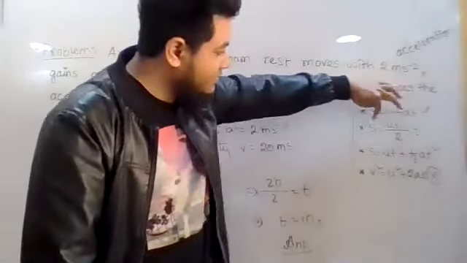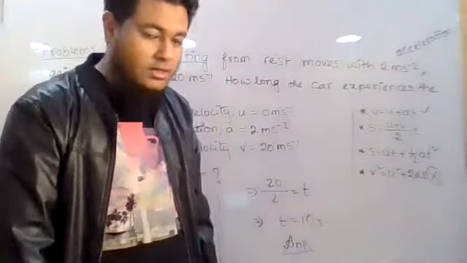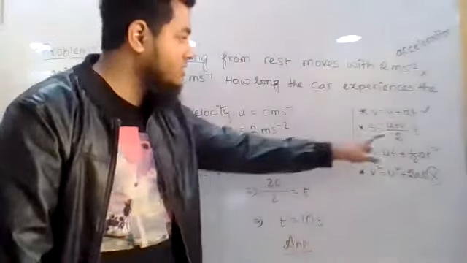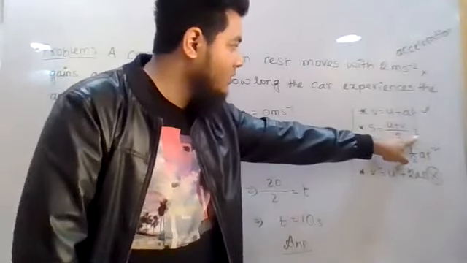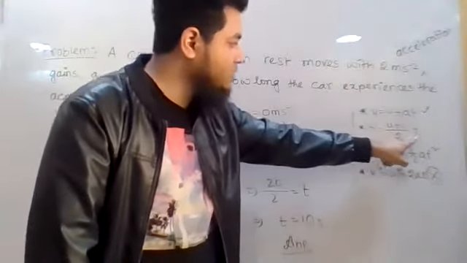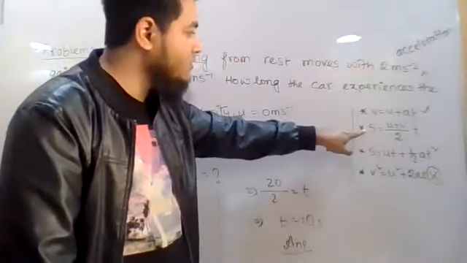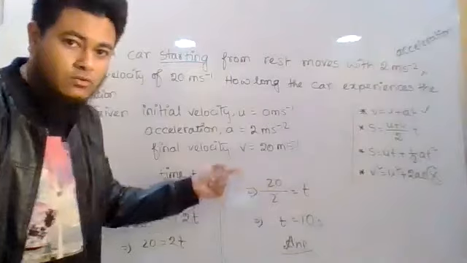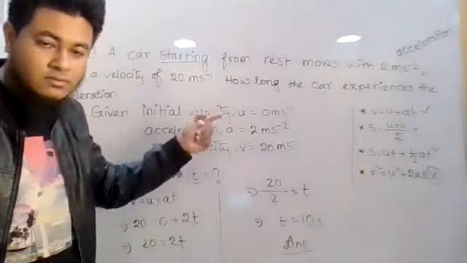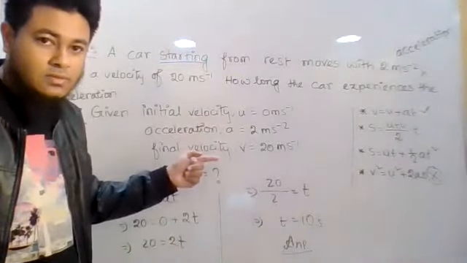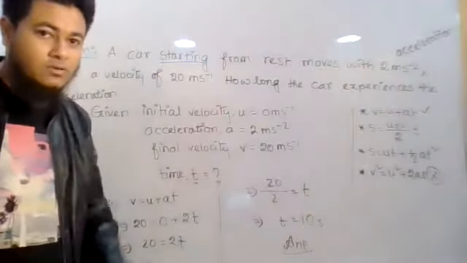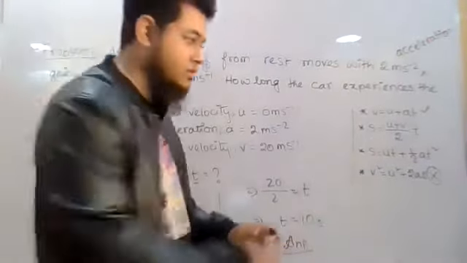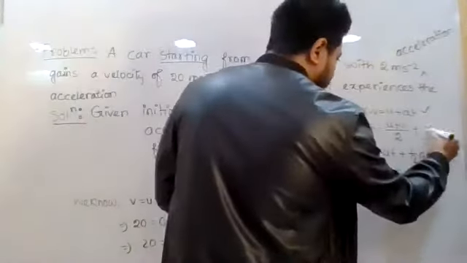Now I'm checking the second equation, whether I can find out t using the second equation or not. In the second equation, to find out t, what information do we need? At first, we need s, that is the distance covered. Do you have S? No. S is not there. That means automatically we cannot use this equation. This equation is also cancelled.